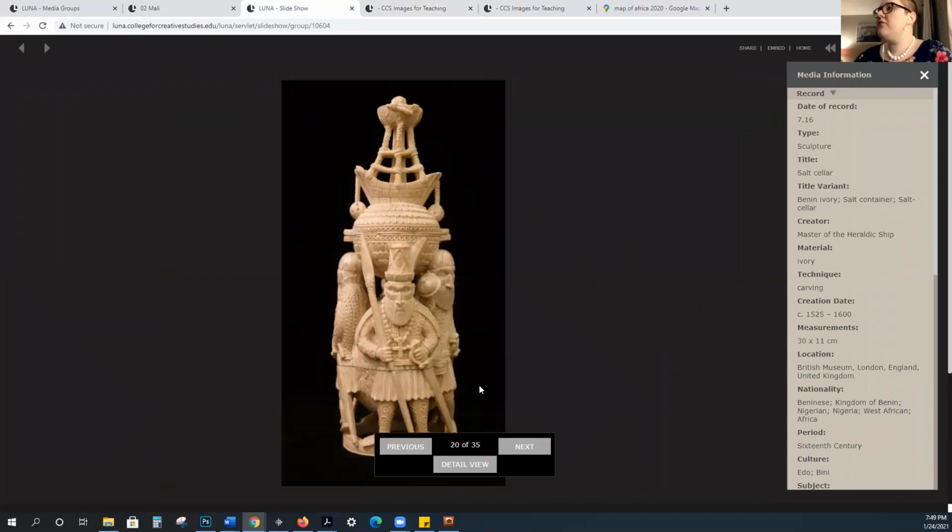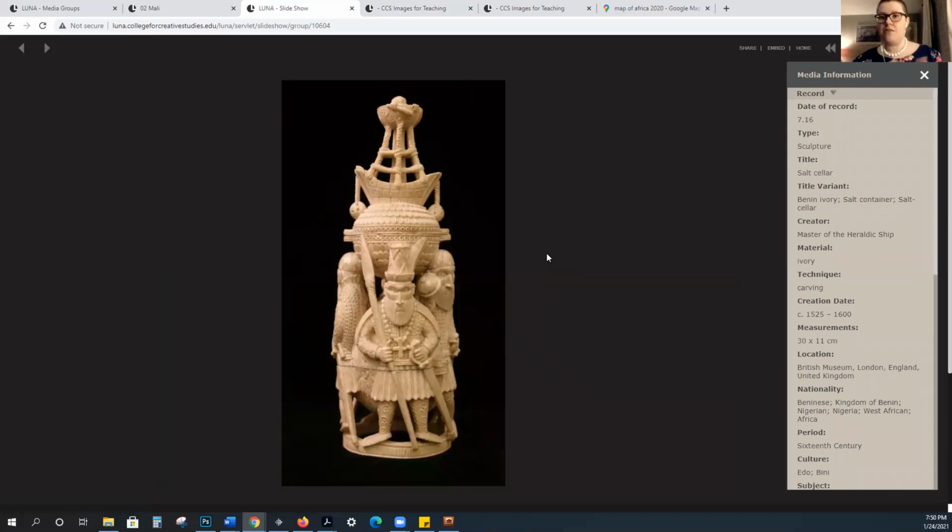So these salt cellars are really, really fabulous. And if you're interested, I encourage you to look at them in Luna. They are truly exquisite. And again, these would have been used, but also placed in cabinets of curiosities. So that's going to kind of wrap it up for Sierra Leone, and we're going to move to Liberia.